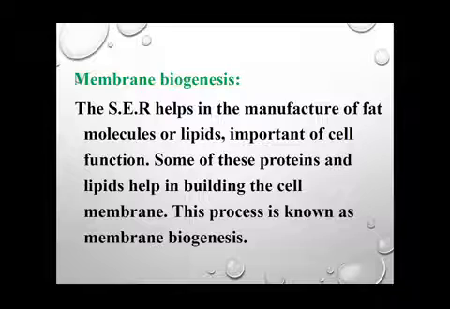Isn't it? As we have studied the structure of the plasma membrane, it was made from lipids and proteins only. So this process is known as membrane biogenesis. Whatever proteins and lipids are required for the building of the cell membrane are produced by the endoplasmic reticulum: smooth endoplasmic reticulum leads to the formation of lipids, and rough endoplasmic reticulum leads to the formation of proteins. I am again repeating, these proteins and lipids are helpful in the formation of the cell membrane, and this whole process is known as membrane biogenesis.